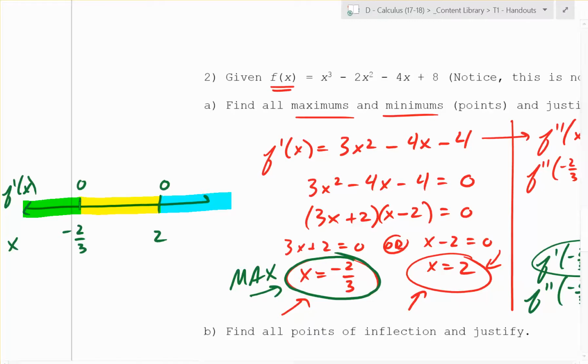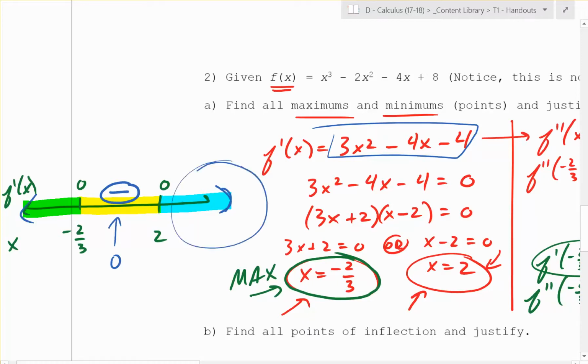Let's try it. So what's between negative 2/3 and 2? Well, 0 is in between there, and this is the derivative. If we plug in 0 into that, we just get negative 4. So this whole area is negative. Now, this area, the blue goes all the way to the right and the green goes all the way to the left. So you could plug in a huge number over here, like a billion. Plug in a billion into this. You get 3 times a billion squared minus 4 billion. It's definitely going to be positive. And over here, if you plug in negative a billion, well, negative a billion squared is still positive. So you end up with positive over here.